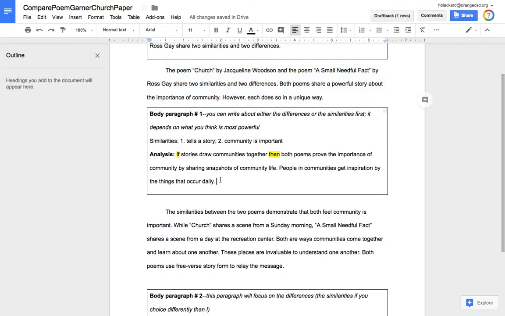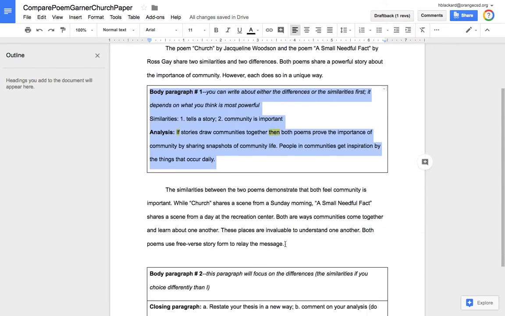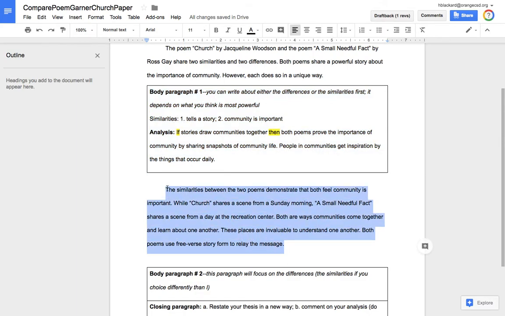Here is my planning for my opening paragraph. Read it to yourself, think about it. I put some notes here, what was the same, and then I thought about my analysis, and then I turned my analysis into a paragraph. So this work turns into this paragraph.